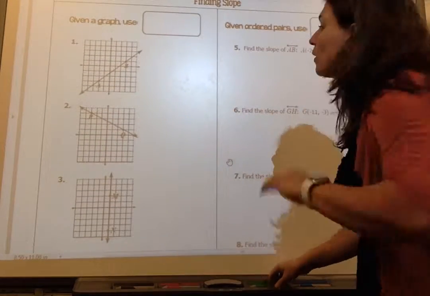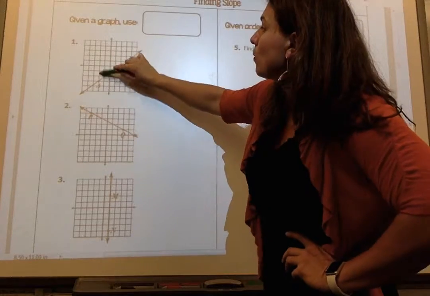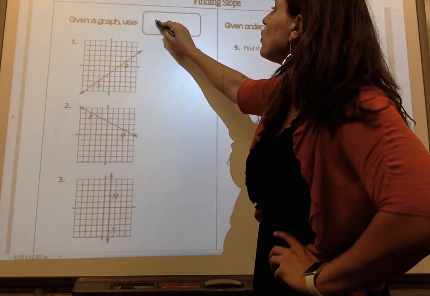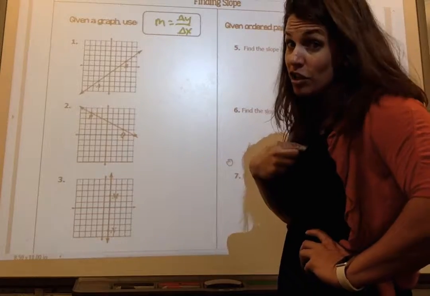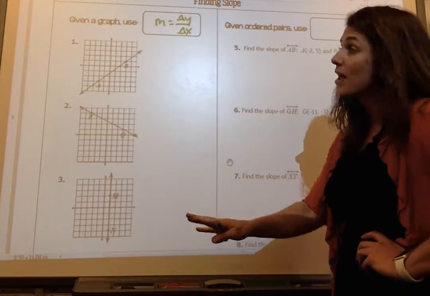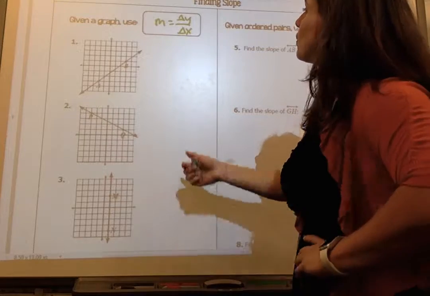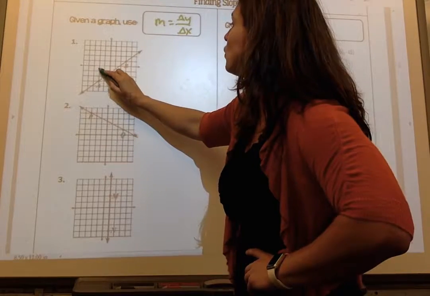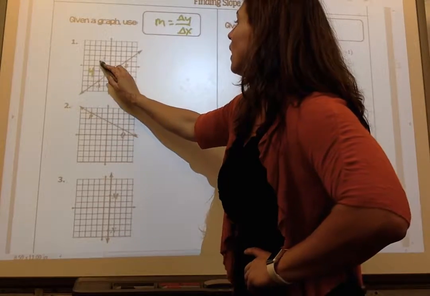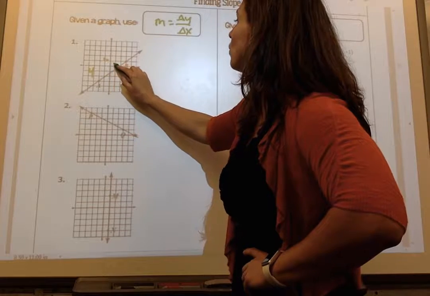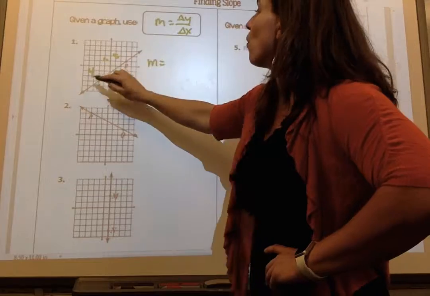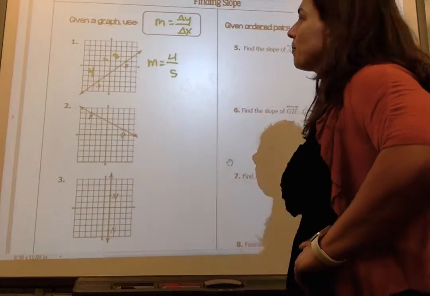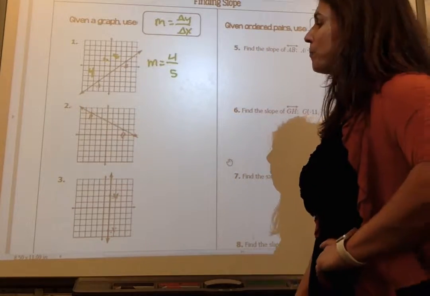It's positive. So if I look at my change in y, remember, it's always a ratio that's change in y over change in x. And if you tell me change in x over change in y, I say no way. You're not understanding what slope is. So my change in y is 1, 2, 3, 4. And my run is 1, 2, 3, 4, 5. So my slope then is 4 fifths. And it's positive because he's going uphill.